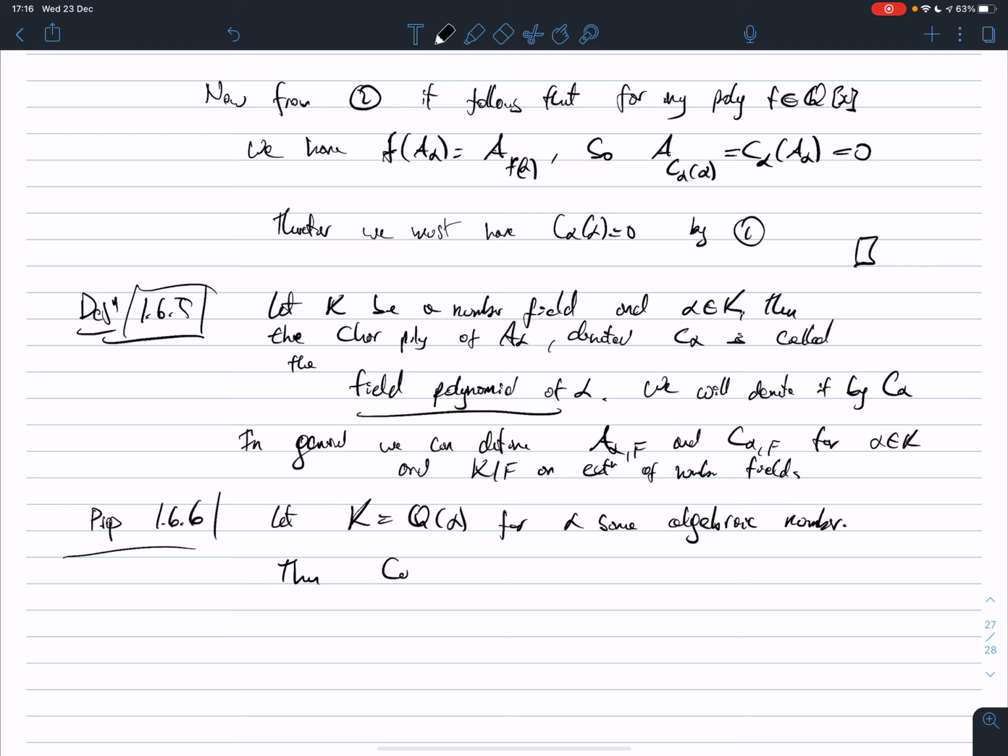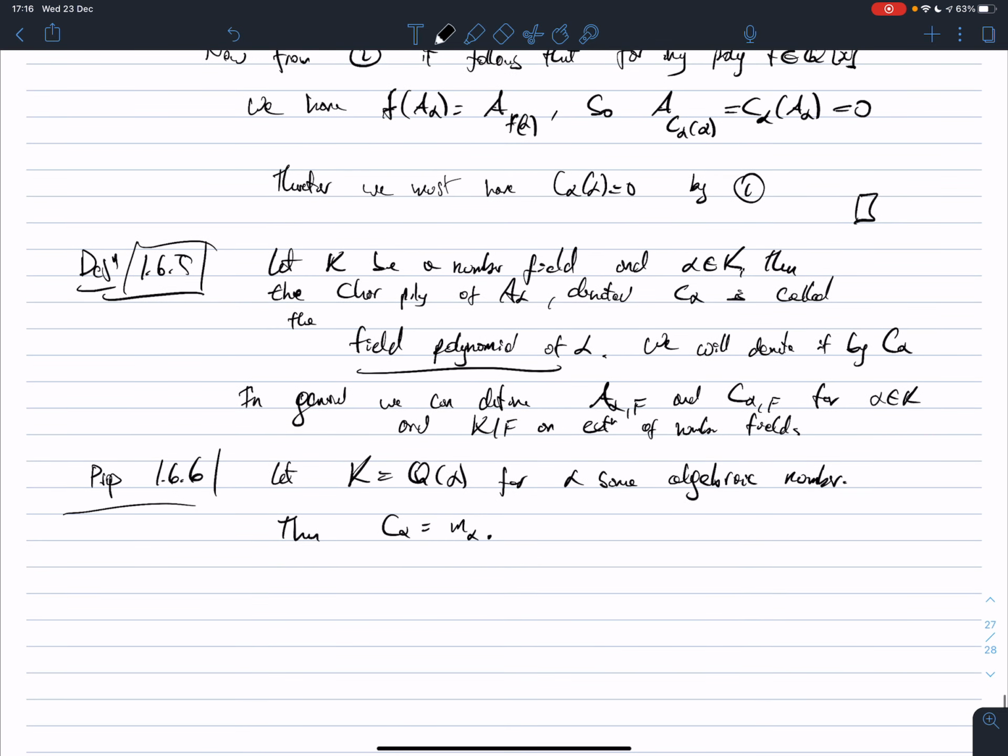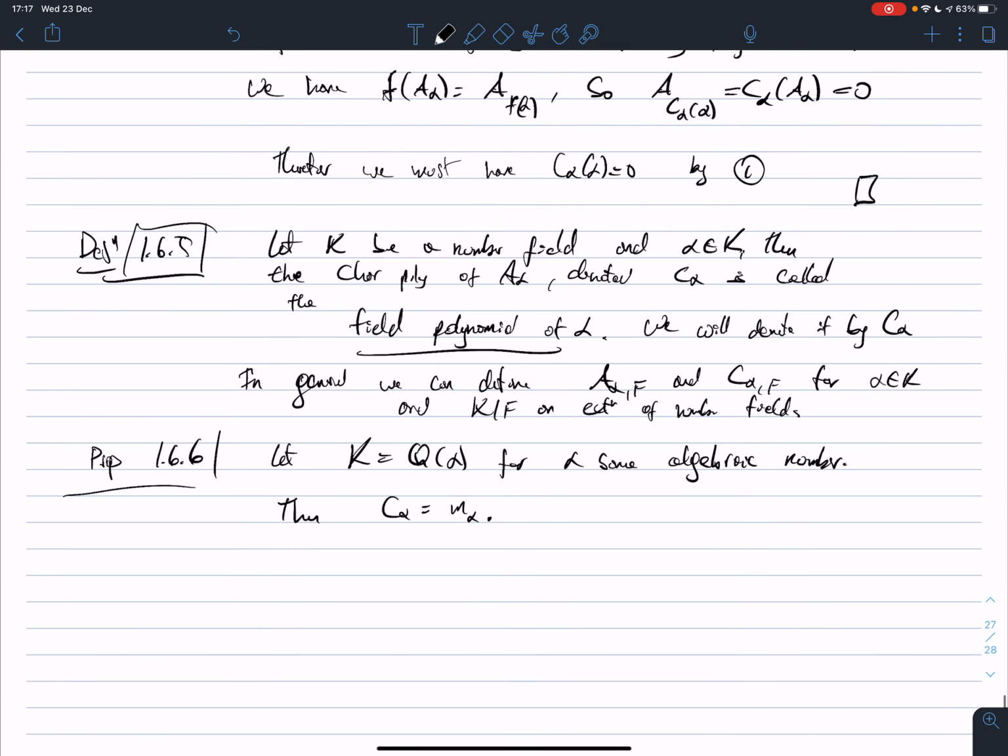Then C of alpha is the same thing as the minimal polynomial of alpha. So in words, the characteristic polynomial of A of alpha is the same thing as the minimal polynomial of my element.